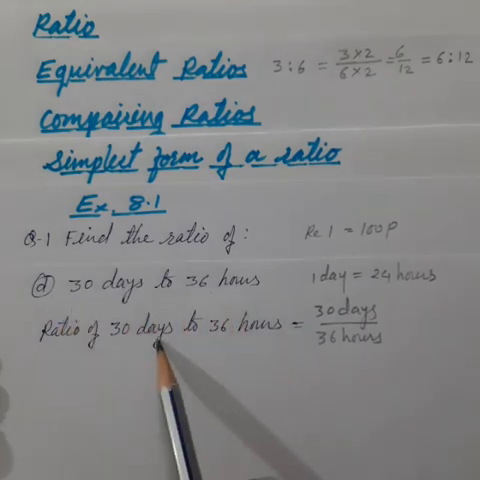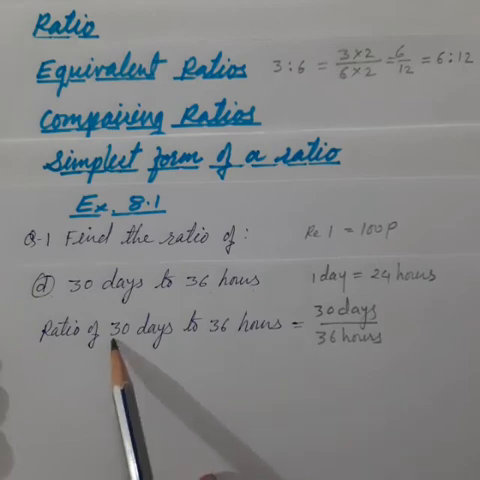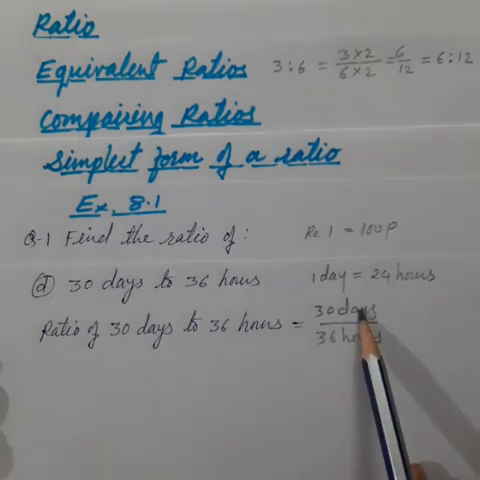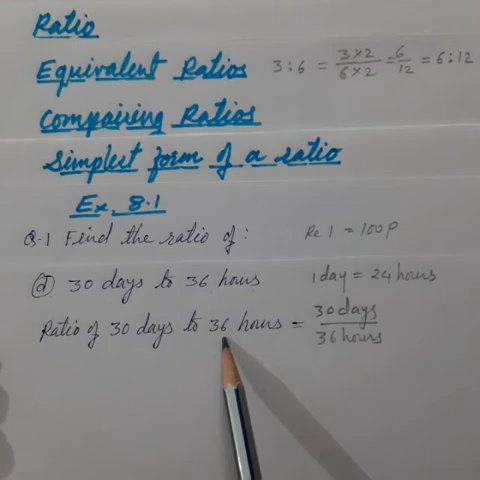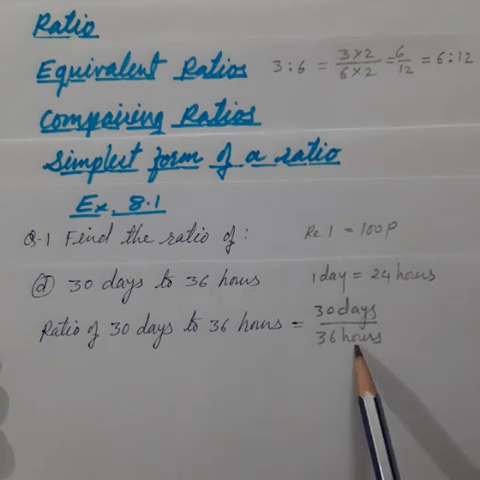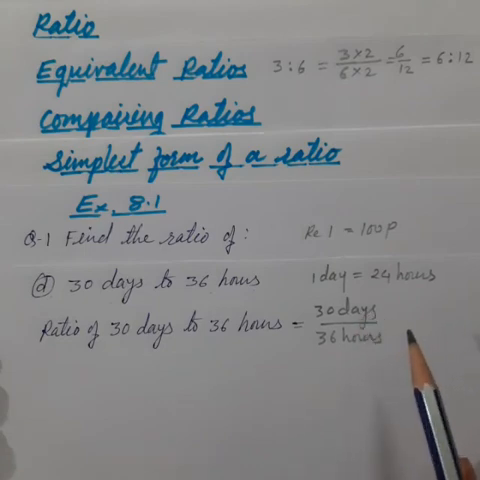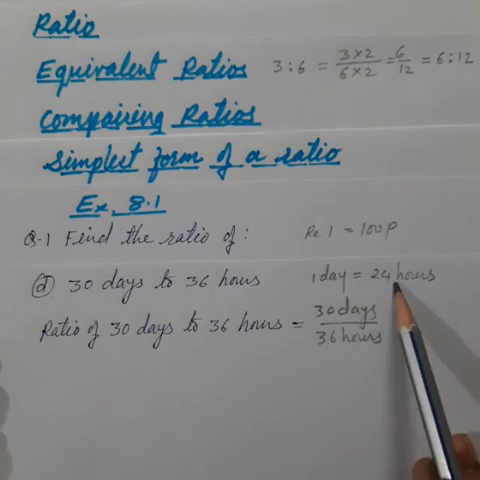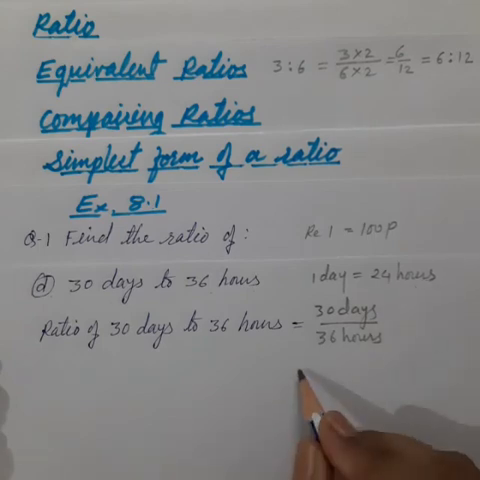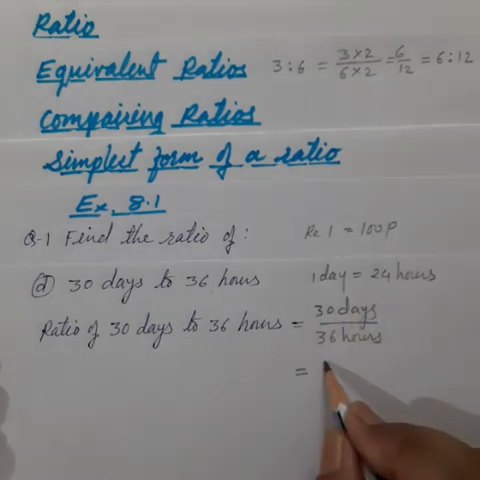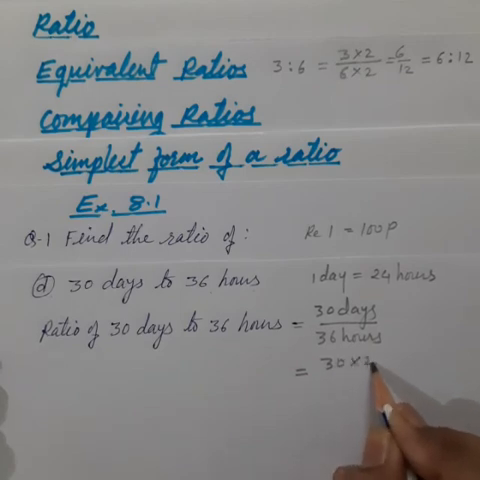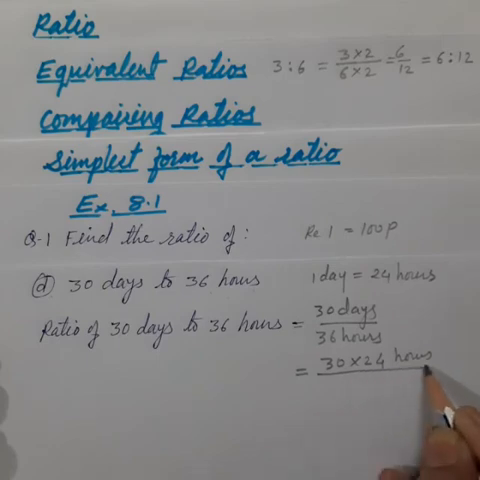D. 30 days to 36 hours. Ratio of 30 days to 36 hours. First part is 30 days in numerator. Second part is 36 hours in denominator. Units are not same. So to find the ratio, we have to make the units same. And we know that 1 day equal to 24 hours. So we have to multiply 30 by 24. We will get hours. And the denominator is 36 hours.